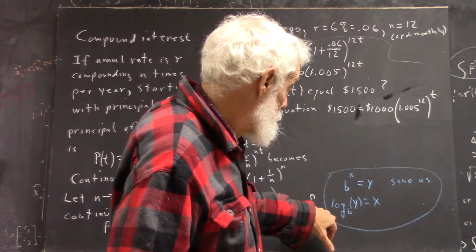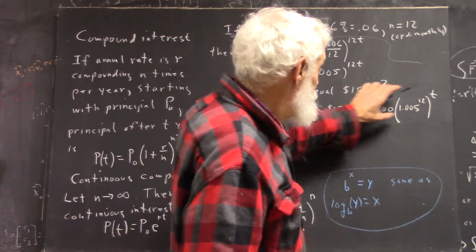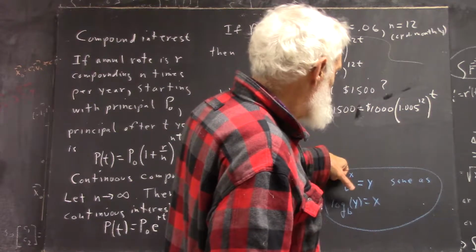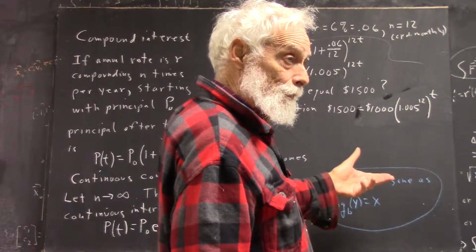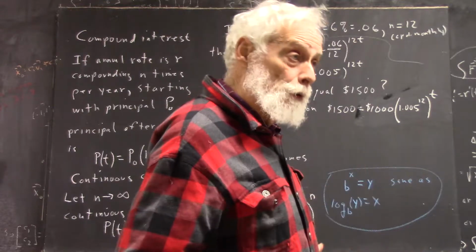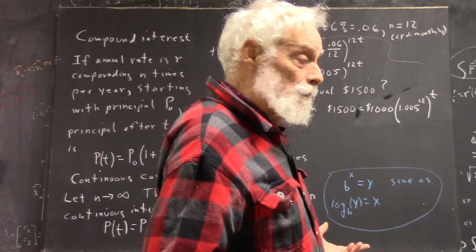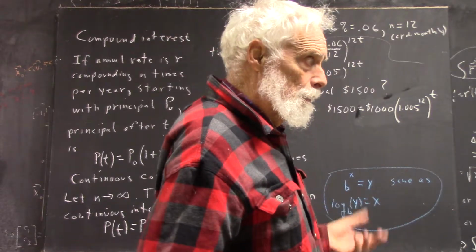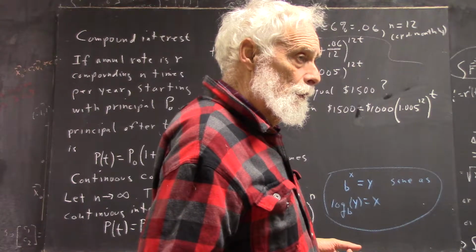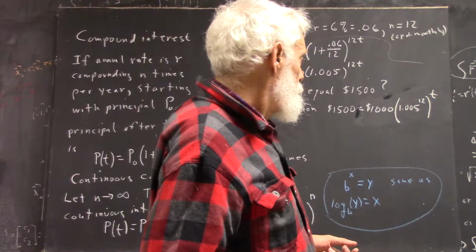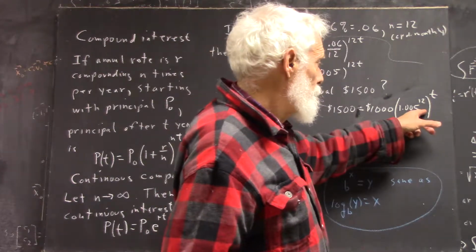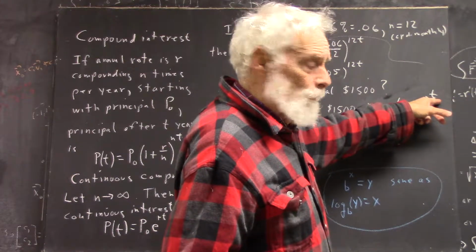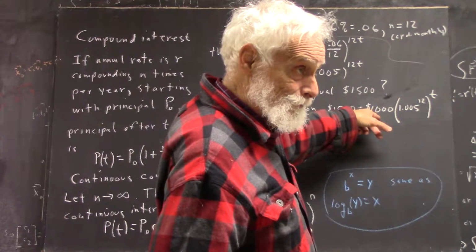Well, how could I get this? Why isn't this in the form b to something equals something else? Because you have the 1,000. So how do we get rid of that? Subtract it or multiply it together? No, you can't subtract it. Multiply what by what? 1,000 times 1.005 to the 12th? No, I can't do that because 1.005 to the 12th is raised to the t power. Okay. Divide by 1,000. Right.